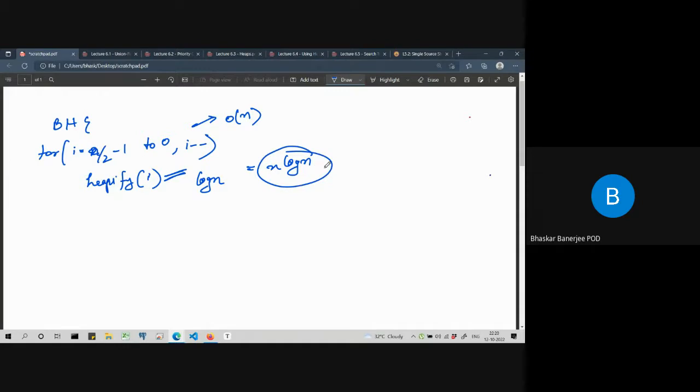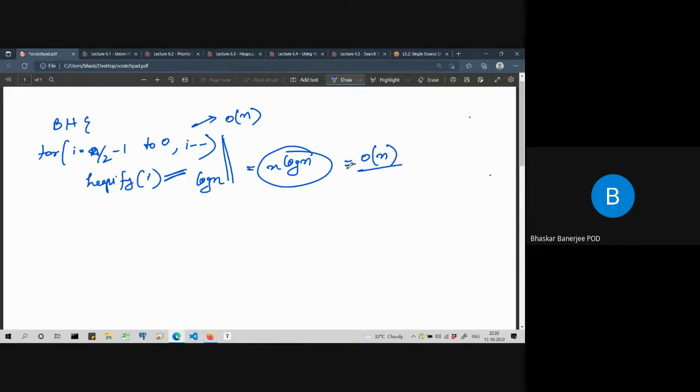But the thing is, build heap actually takes order n time work. Build heap actually takes order n time work. Just by seeing the algorithm, it seems that it is order n log n, but it actually takes order n time.